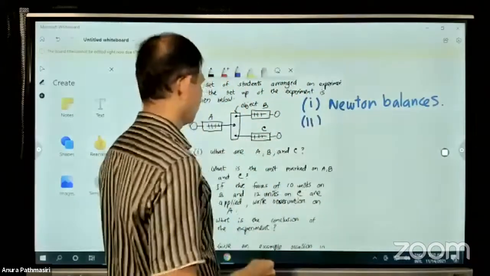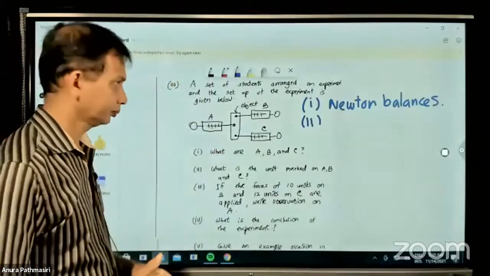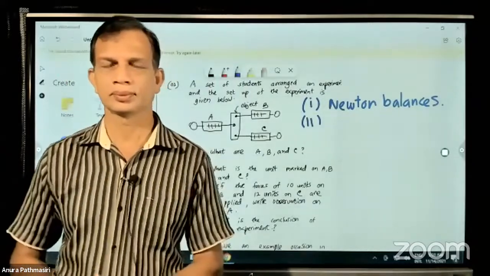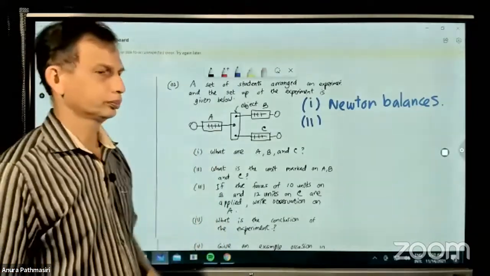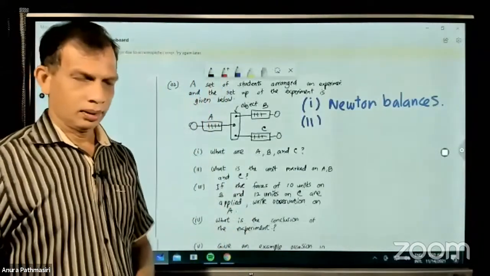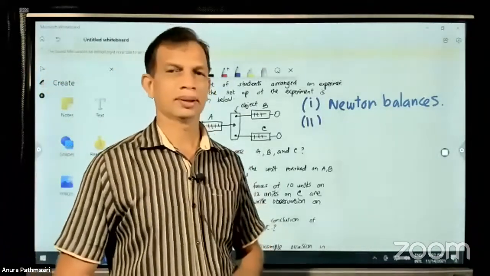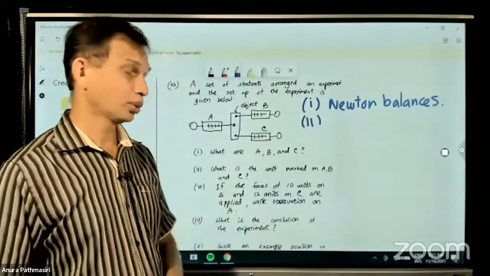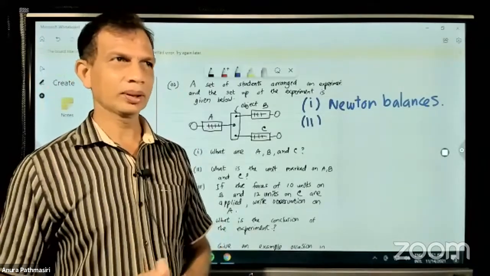Second, what is the unit marked on A, B, and C? The answer? Newtons. Are you sure? Capital N. Huh? Capital N. Are you sure? Yes. කිලෝග්‍රෑම් නෙමෙයිද?